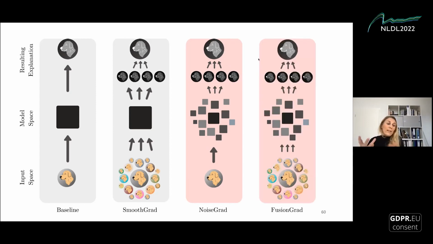And then we also came up with FusionGrad, which is just a combination of SmoothGrad and NoiseGrad. We put noise to the input, as SmoothGrad is doing, and also noise to the models. Okay.